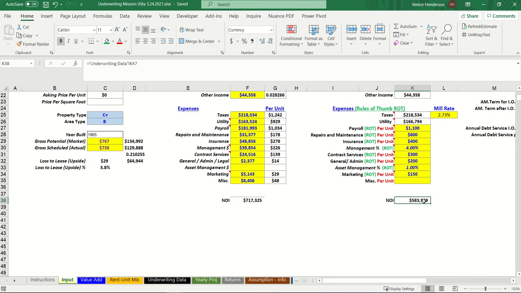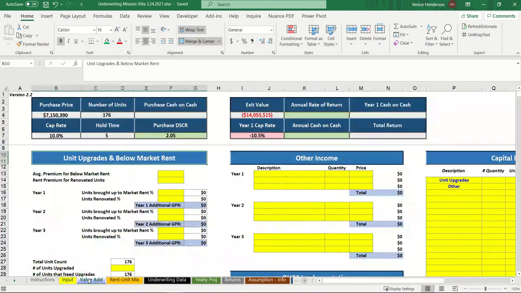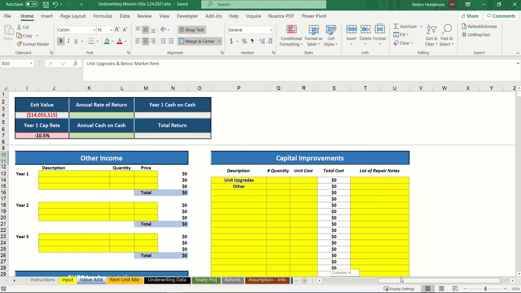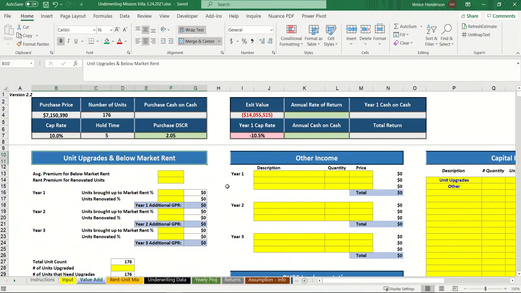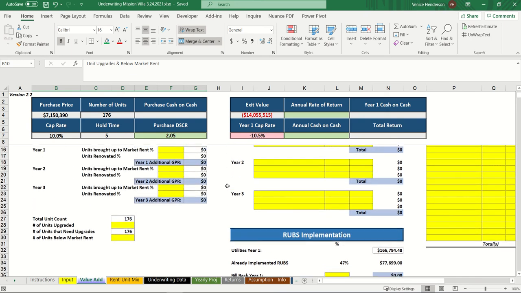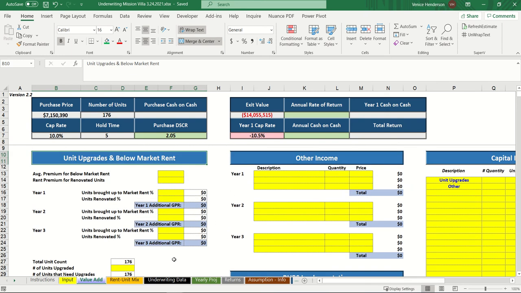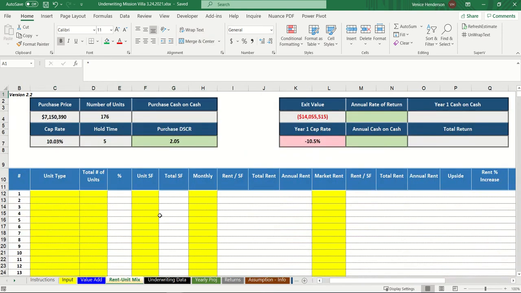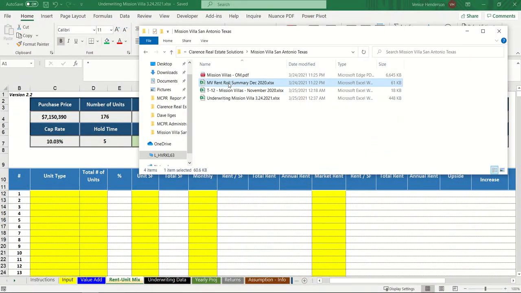Okay, so maybe this number is this way because we haven't yet added our value add opportunities, which I am not sure we are going to get to tonight because I am really about to crash. So we are going to have a part B. We still need to add in our value add. We need to address our rent unit mix, which will then allow us to check out our rent roll.